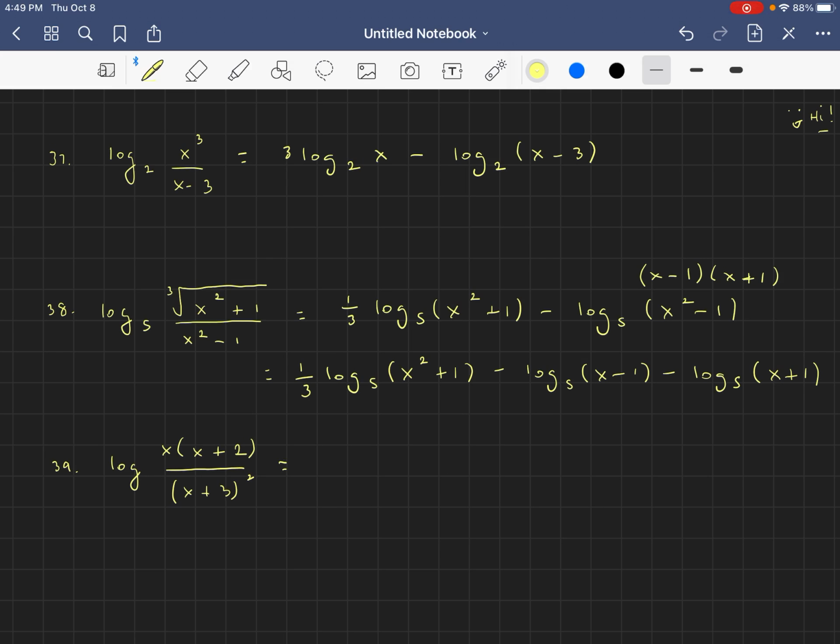Here we have a product on top, we have division, and we have a power on the bottom. I'm going to take that power out.